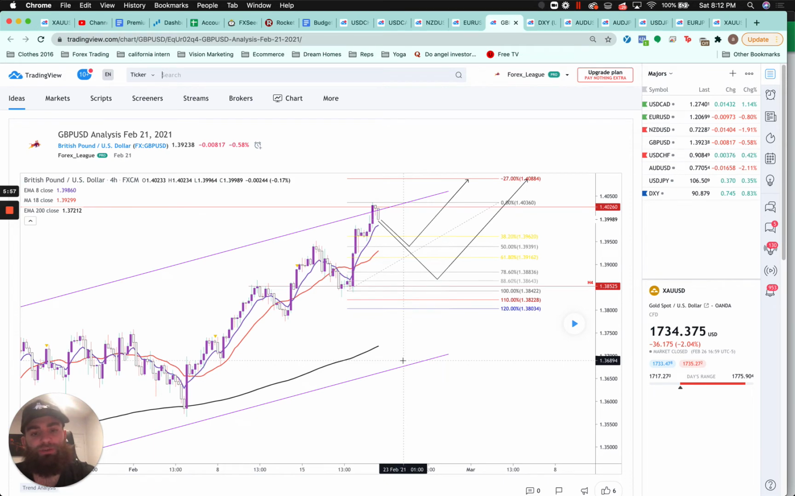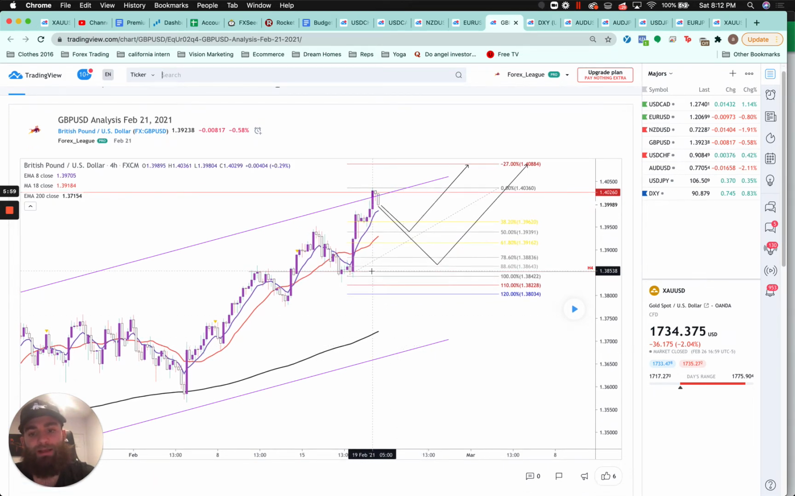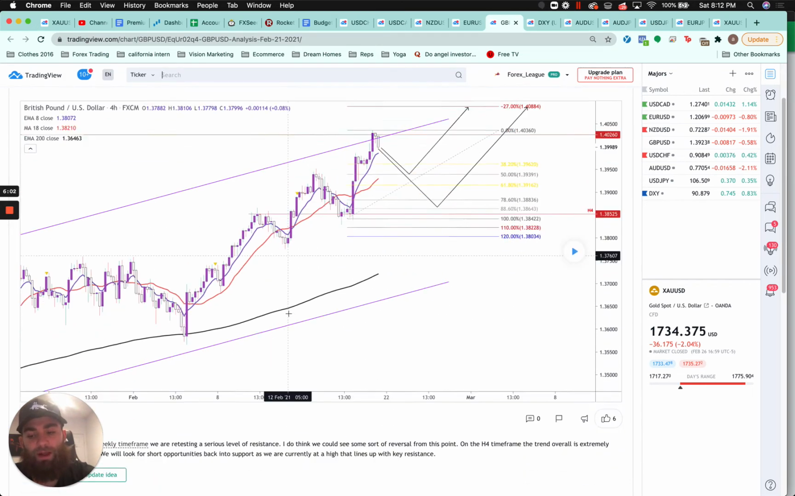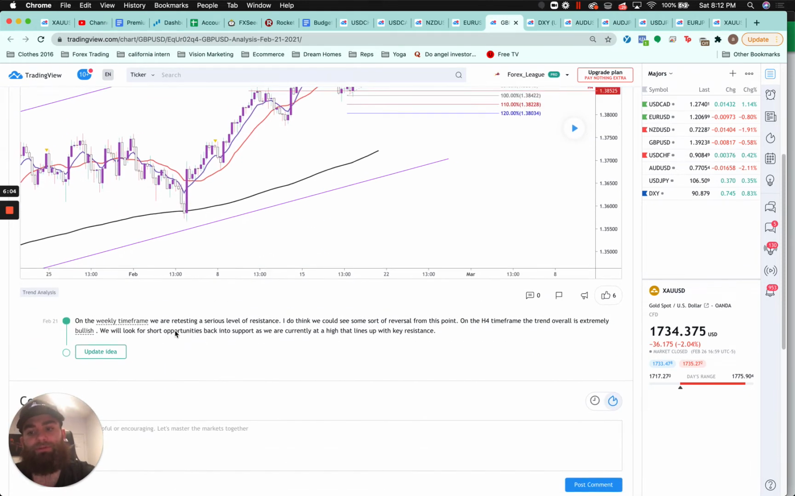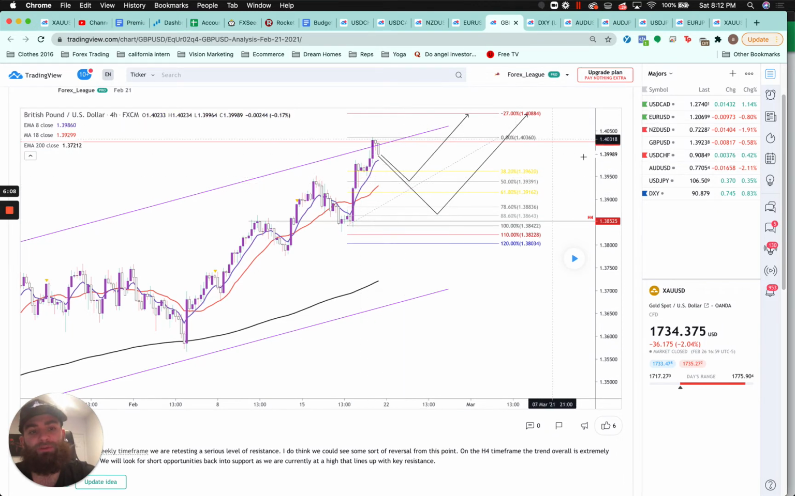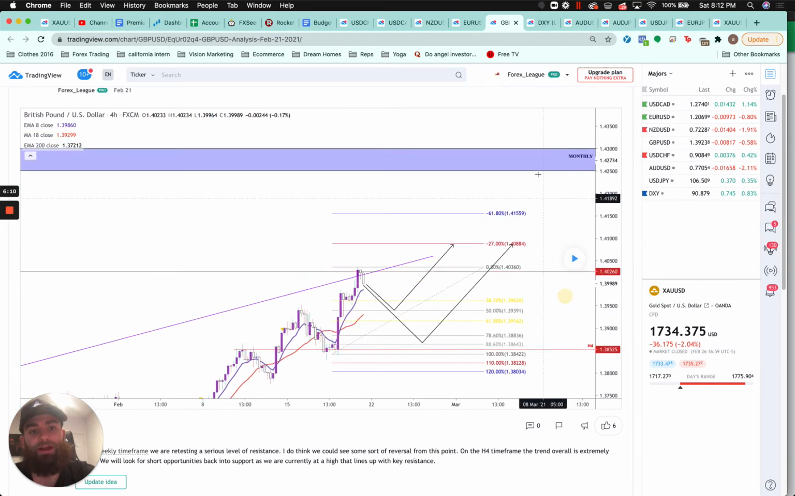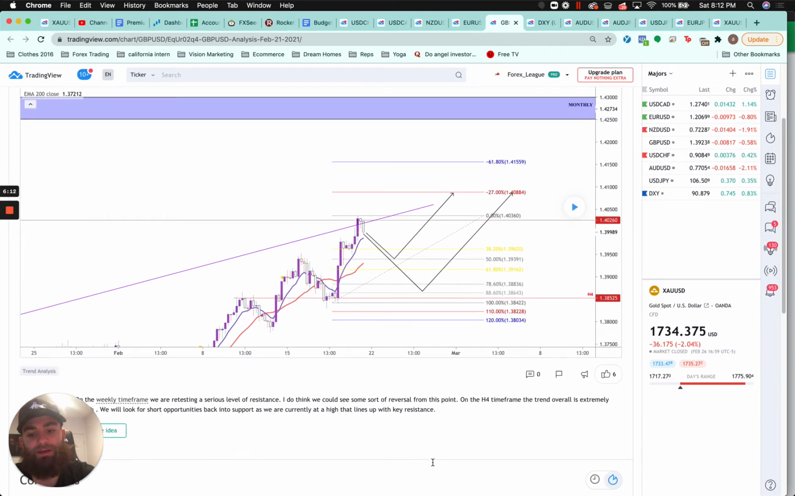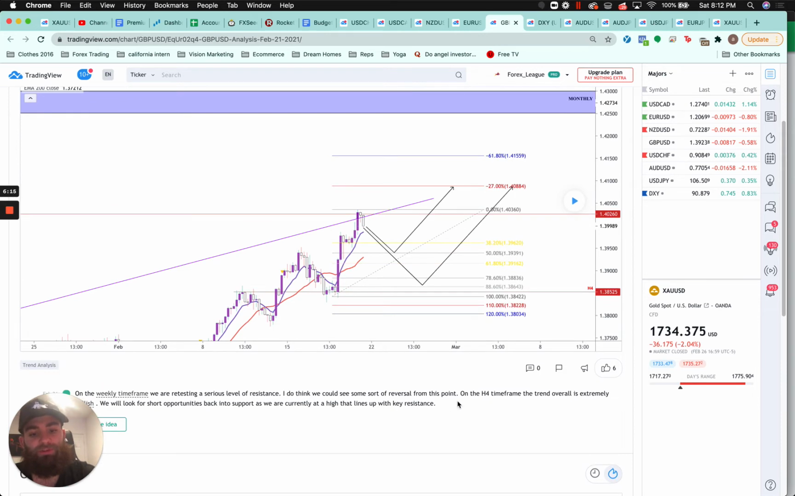Let's go to GU. This one, I was looking for these pullbacks. So on the 4-hour time frame, on the weekly time frame, we're looking for a retest of a serious level of resistance. So that was this level. We're looking for this to head a bit higher into this level of resistance up there. I do think we could see some reversal from this point.